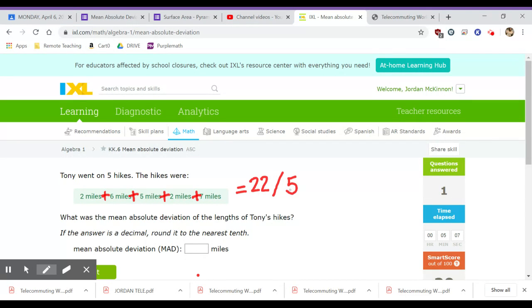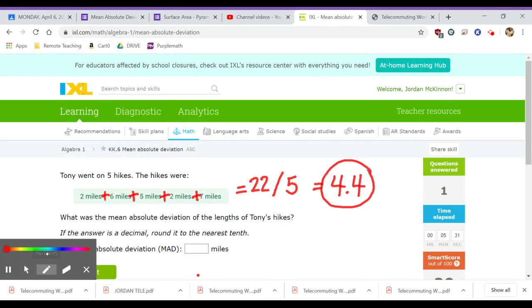Make sure I did that right. That's going to be 8, 14, 15. Okay. So 22 divided by 5 is going to be 4.4. So 4.4 is my mean. This is going to be a little bit different because these are going to be decimals. So when I find the distance, I'm going to have to do 4.4 minus 2. 4.4 minus 2 is 2.4.